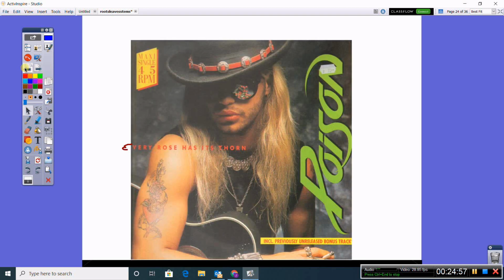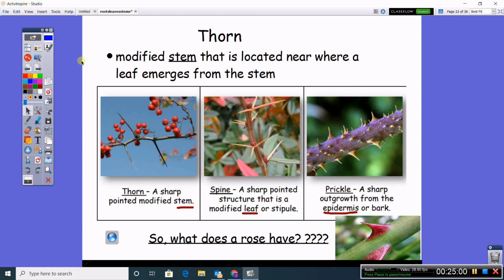Our last stem modification is a thorn. I would pay pretty close attention to this because even I can get a little confused here. A thorn is a modified stem that is located where a leaf emerges from the stem. Okay? So notice the difference here. A thorn is a sharp-pointed modified stem.